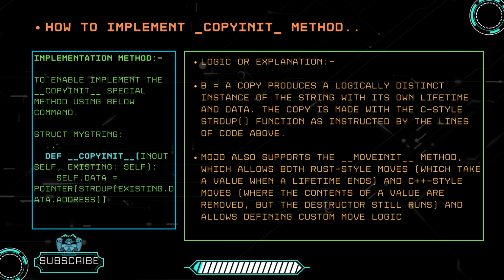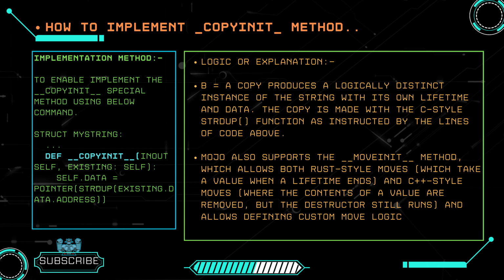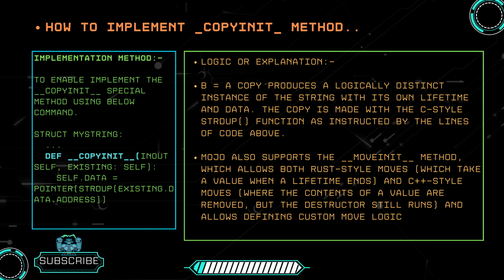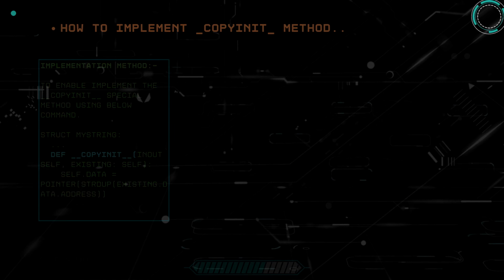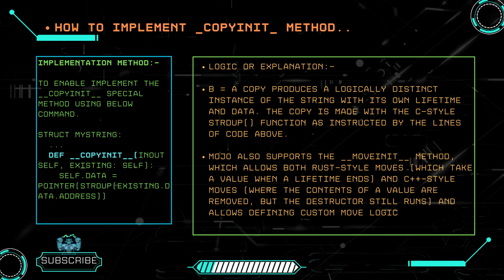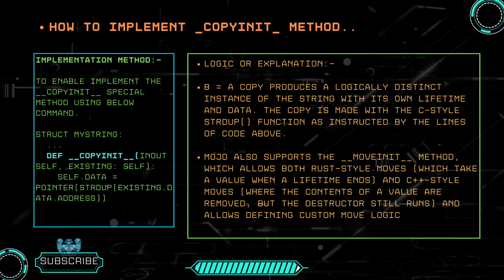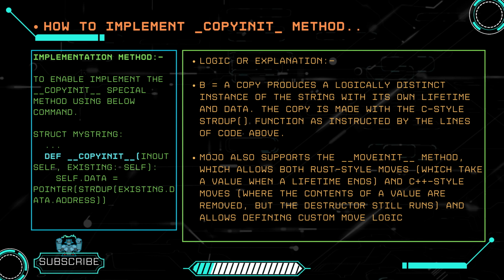Mojo also supports the __moveinit__ method, which allows both Rust-style moves, which take a value when a lifetime ends, and C++-style moves, where the contents of a value are removed, but the destructor still runs, and allows defining custom move logic.